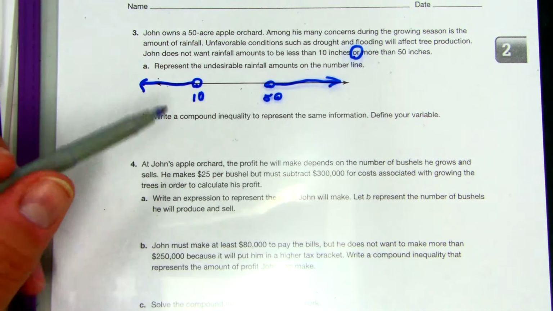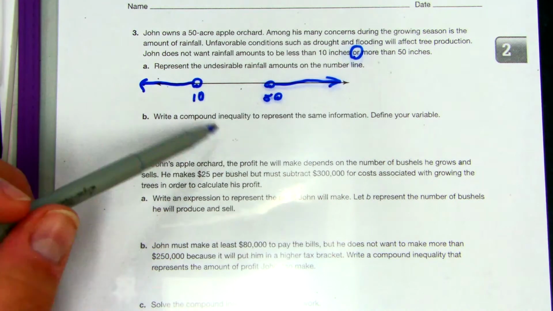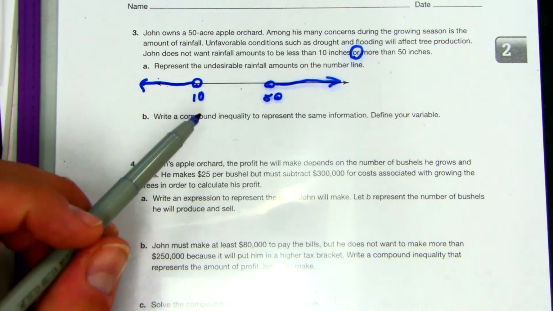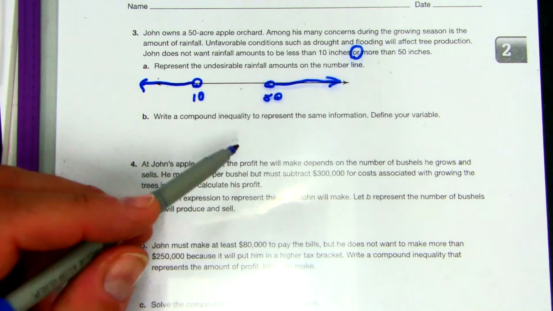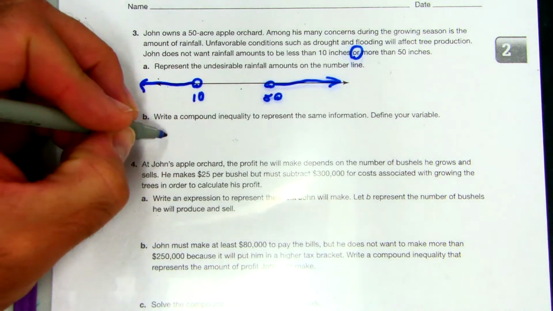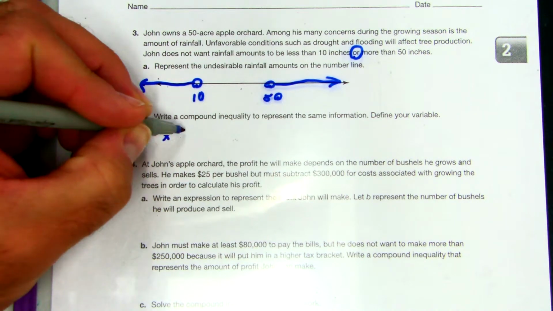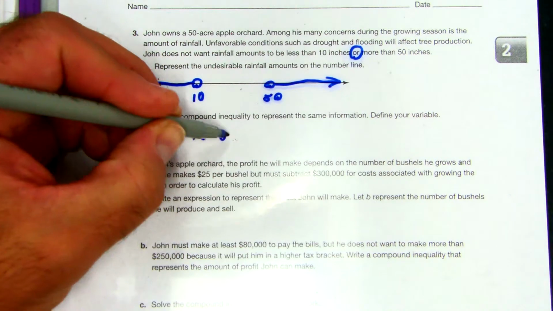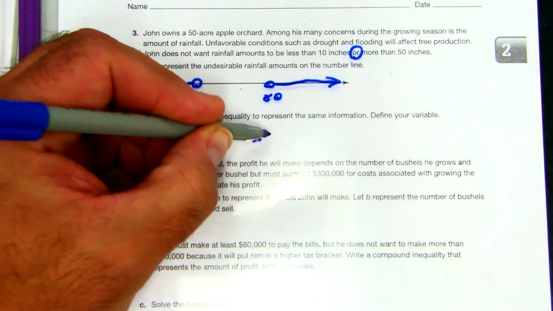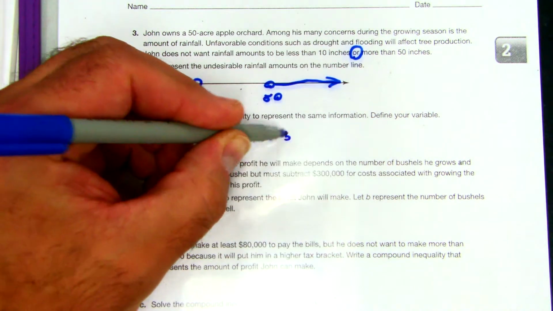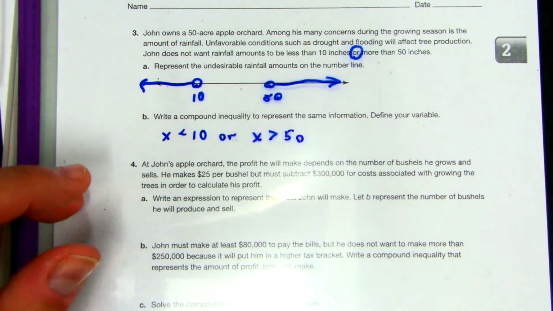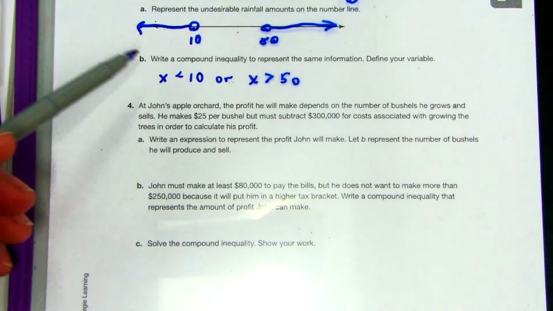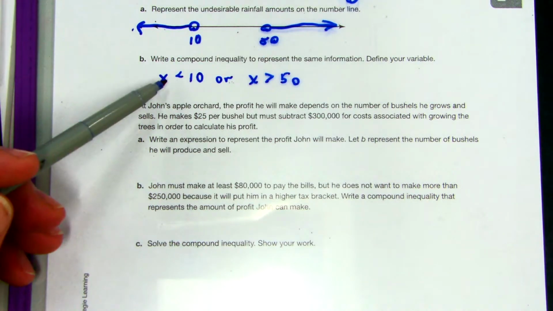Correct. So now we're going to write a compound inequality to show the same information. The issue we're going to have here is that it's not an AND. You can't write this in compact form. So you have all numbers less than 10 or all numbers greater than 50. Notice how I read it and how I write it are the same. You have to be able to go from graph to inequality.